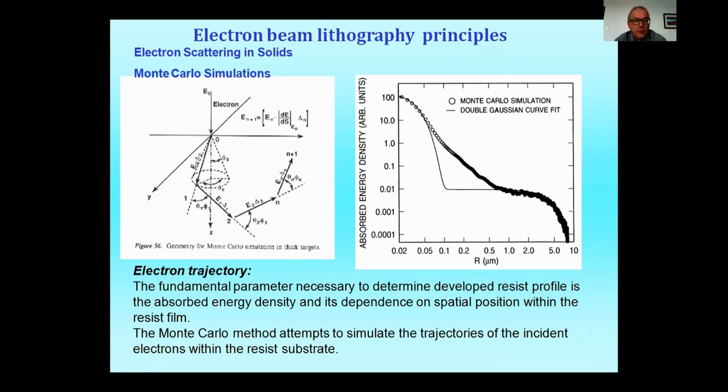because we need to simulate the absorbed energy density and its dependence on spatial position. Usually a two-Gaussian approximation is used, where there is a radius and there is the absorbed energy density. This part characterizes the forward scattering, and this bright part characterizes the backscattered electrons.